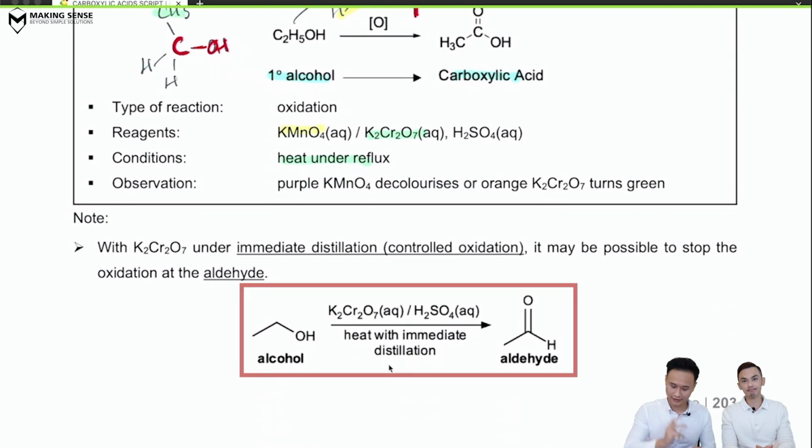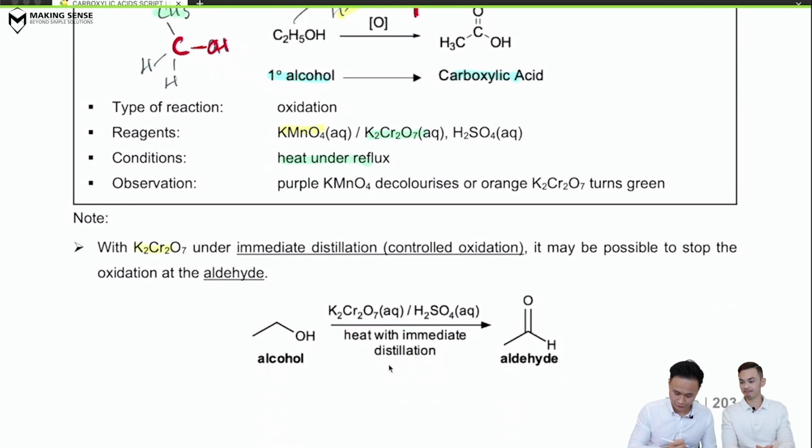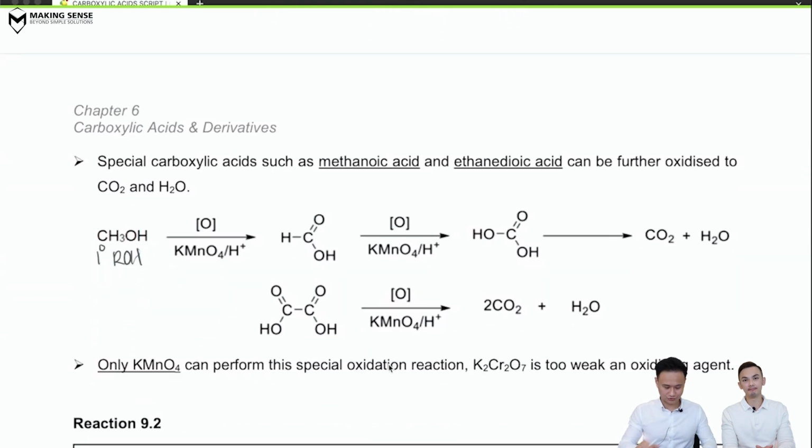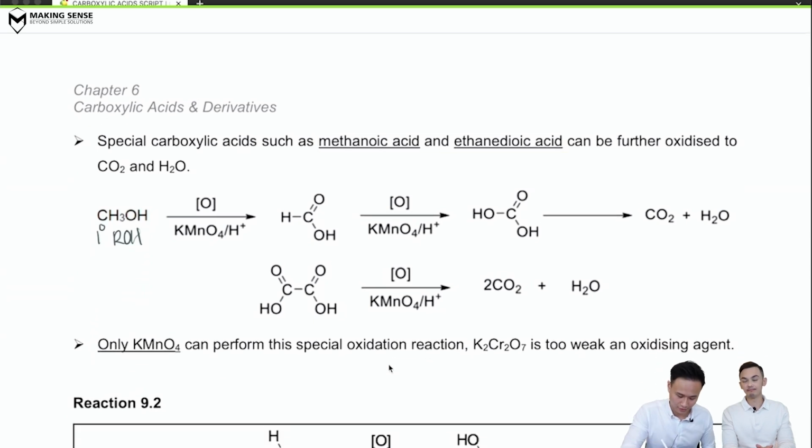So if you want to stop at the aldehyde, use a weak oxidizing agent, K₂Cr₂O₇, and like what Mr. Williams said, immediate distillation, okay? Now, in carboxylic acids, it gets a little bit tougher. Some carboxylic acids can actually oxidize further, and one of them is your very famous methanoic acid.